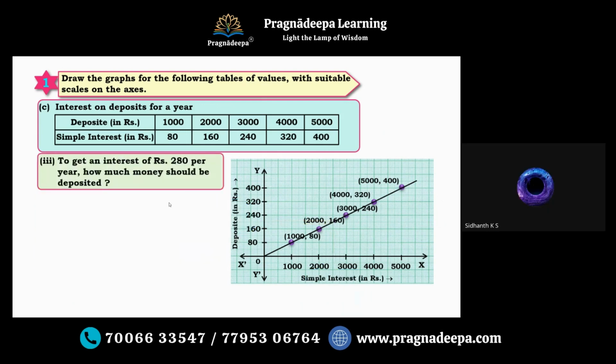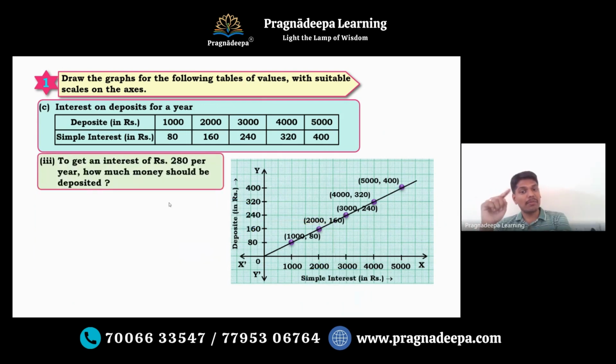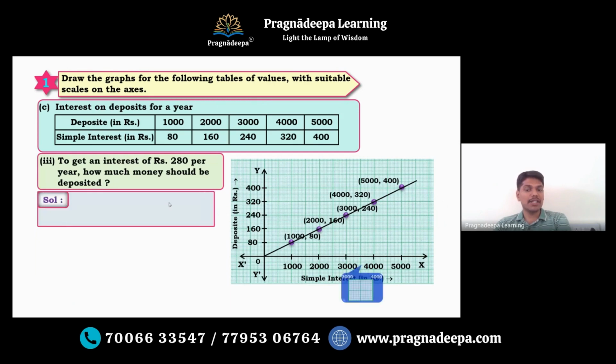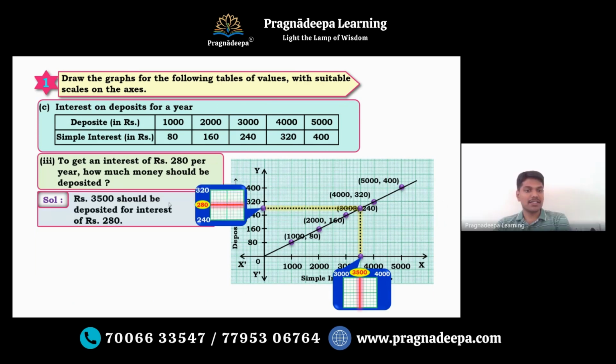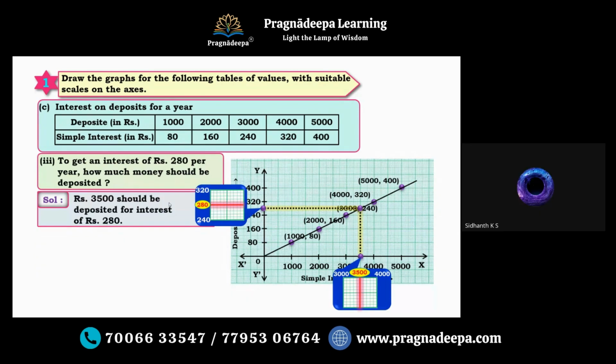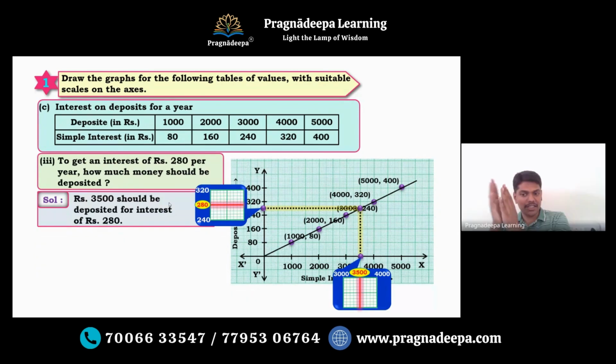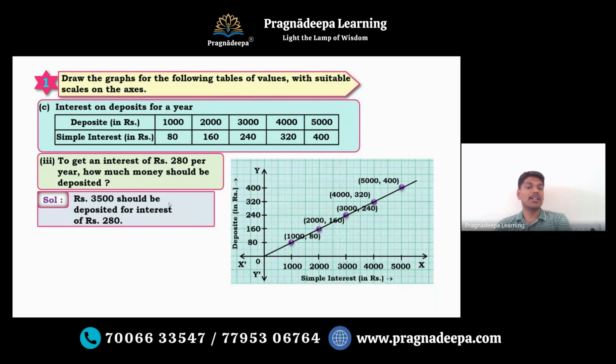Now see, you are going back. If you want to deposit an amount so that you get an interest of 280 per year, where does 280 lie? In between 240 and 320. So it should be between 3,000 and 4,000. You have to deposit this, then the interest will be 280.